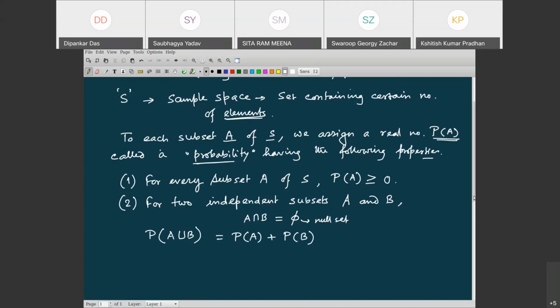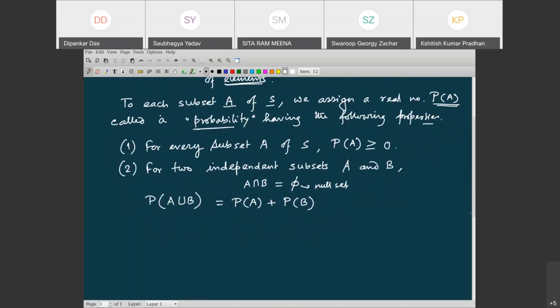Okay. So then, the third property is that the total probability is one. So the probability corresponding to this total set S is equal to 1. This automatically guarantees that all the probabilities are greater than 0 and less than 1. Since the probability is greater than 0, and the probability of the union of two sets should be the sum of the individual probabilities.